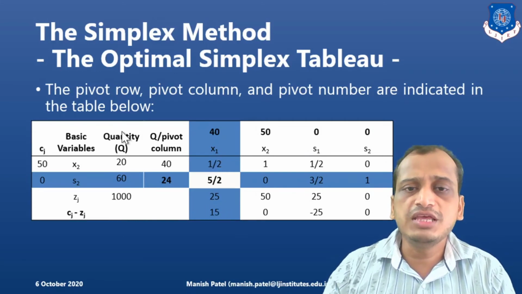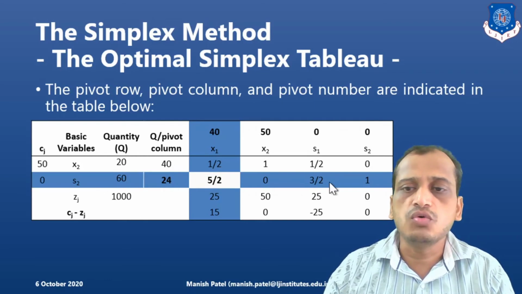We divide the quantity by the key column. Clear? 20 divided by 1 by 2 is 40. 60 divided by 5 by 2 is equal to 24. So, what is the minimum value here? 24. So, that is our pivot row. The intersection of the pivot column and pivot row is our pivot element, which is 5 by 2.